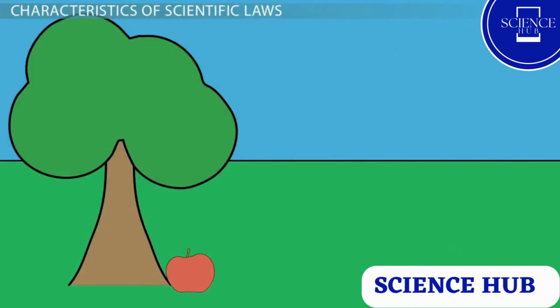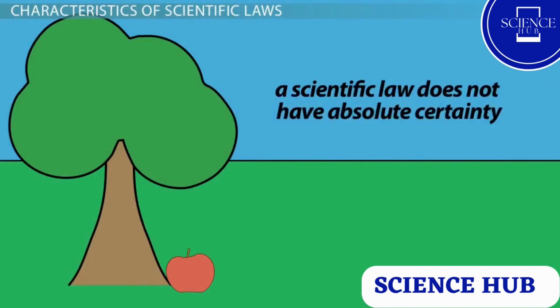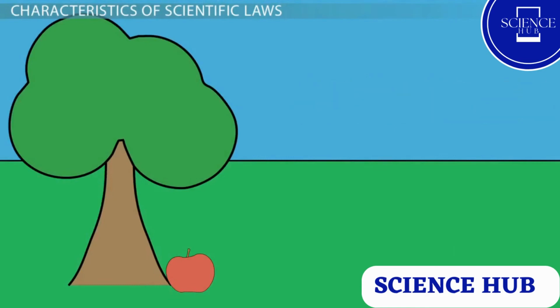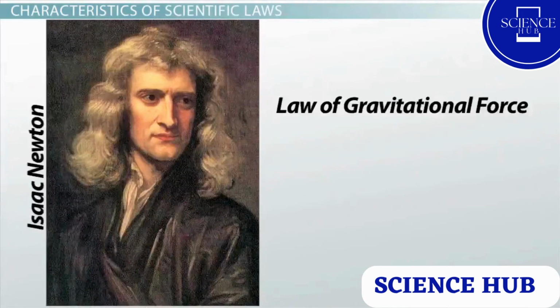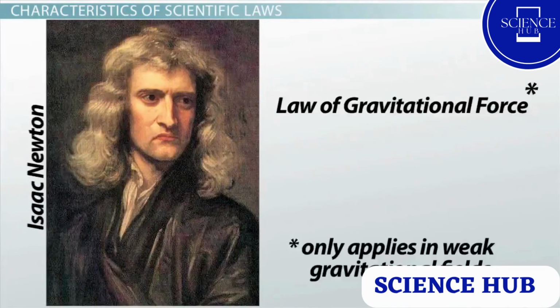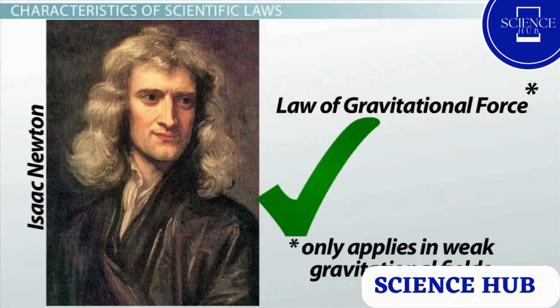Now, let's be clear, a scientific law does not have absolute certainty. Nothing in science does. It could be overturned by future observations. For instance, Newton's law of gravitational force was later found to only apply in weak gravitational fields. But does that mean that Newton's law is not important? Not at all. So have we answered our question from above? Can a law be proven? Yes, but it's always open to change.